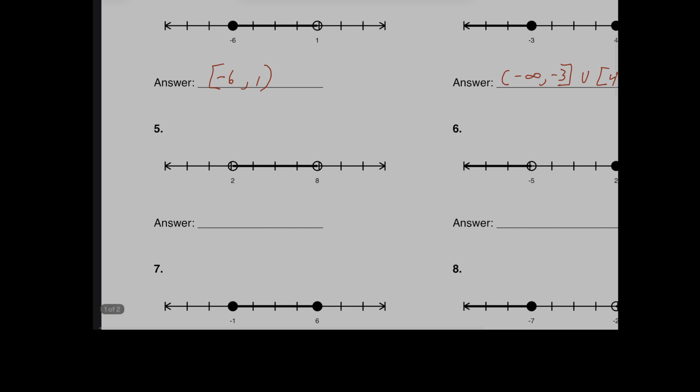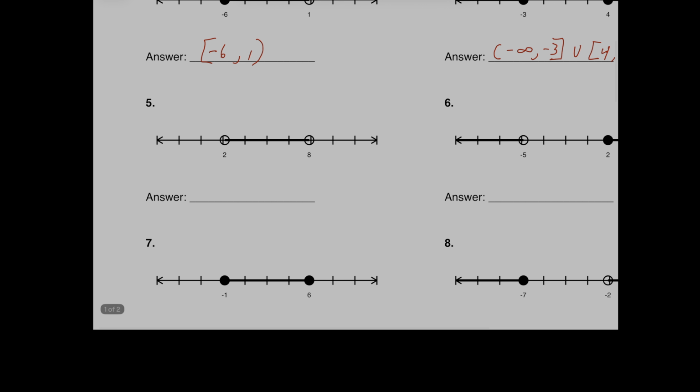Okay, let's go on to number 5. So this one is going to be parenthesis and parenthesis because there are no dots. On the low end is 2, and on the high end is 8.